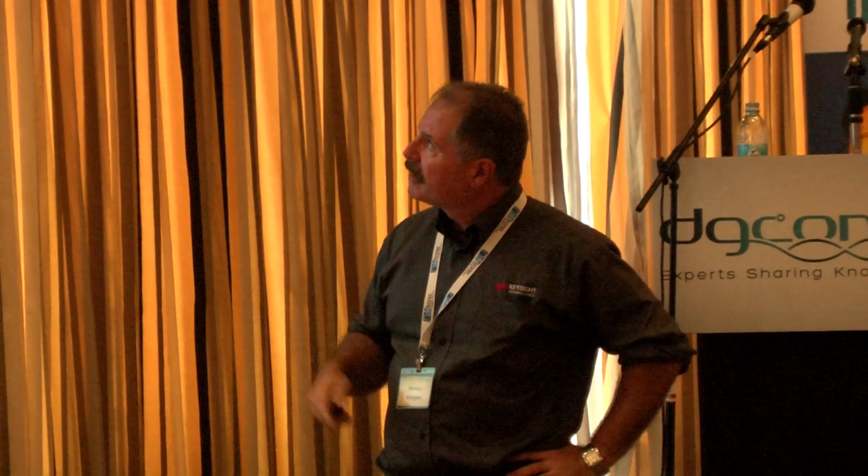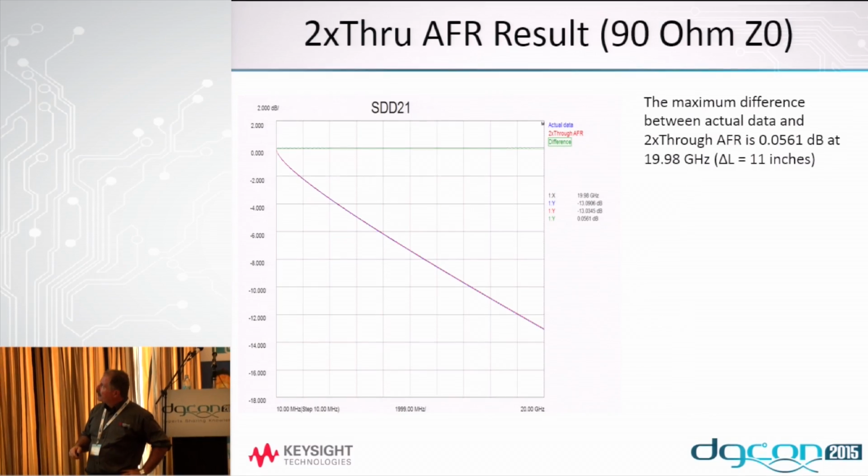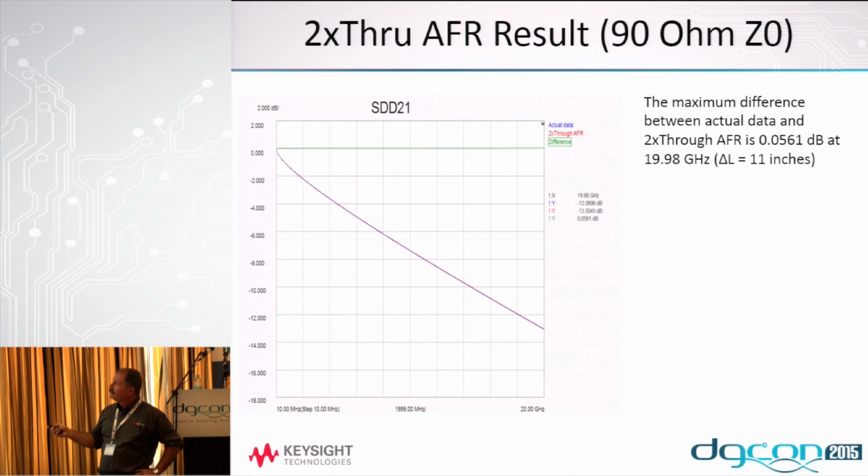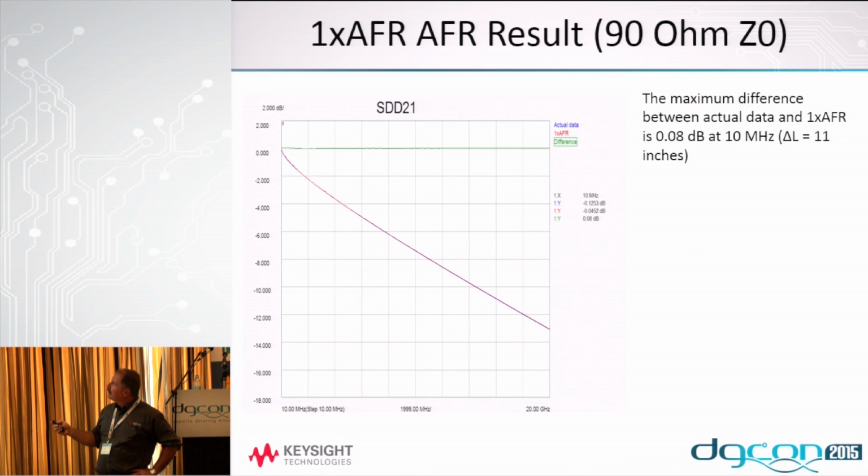Okay, so now let's go to the 90 ohm direct subtraction. A little more ripple here. We had almost 0.2 dB. Okay. Again, due to the residual mismatch. 2x through AFR, we had 0.05. And then finally, the 1x AFR, we had 0.08.